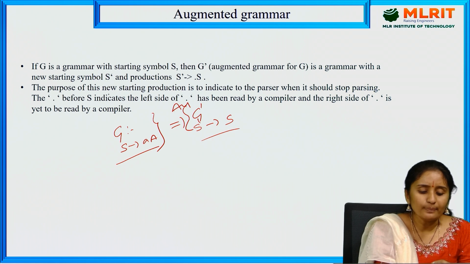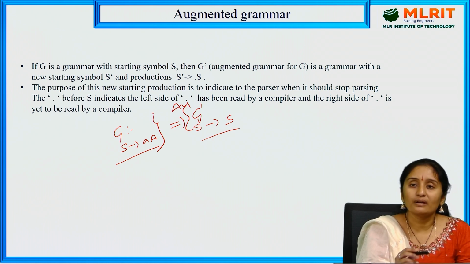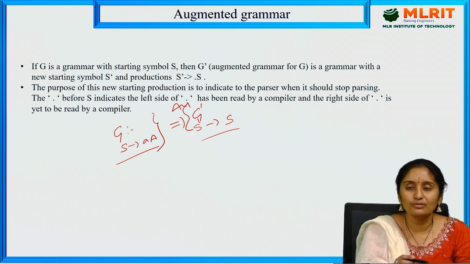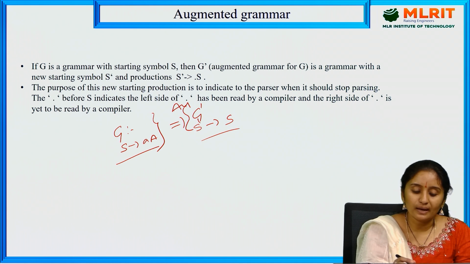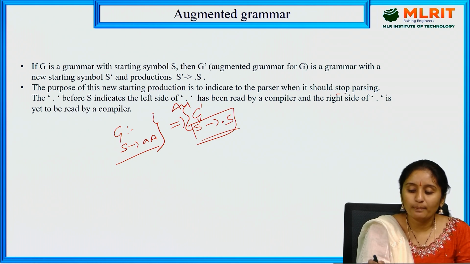Now, what is the purpose of this new production in the augmented grammar? The dot S initially indicates that the parser should stop parsing.